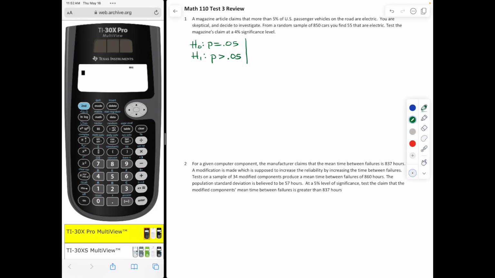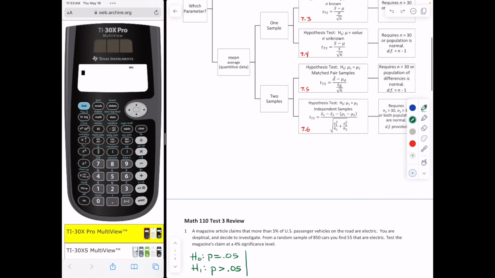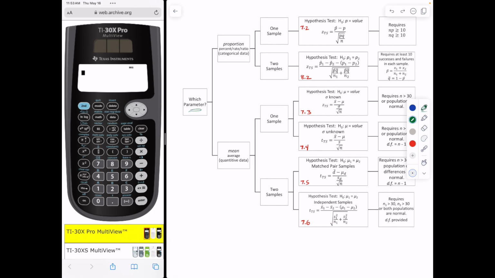Okay, for a problem like this, where you're working with proportions, you're always going to need your sample proportion. But for the moment, let's go back and look at the flow chart here. Again, there's just one sample, 850 cars, 55 are electric, and it's about a percentage or a proportion. So if you go back, the parameter is not the mean, but a proportion on this one, and it's a one sample problem. So here is the test statistic. I'll copy that over. And here's the requirement, NP and NQ both greater than or equal to 10, so you'll need to be checking that.